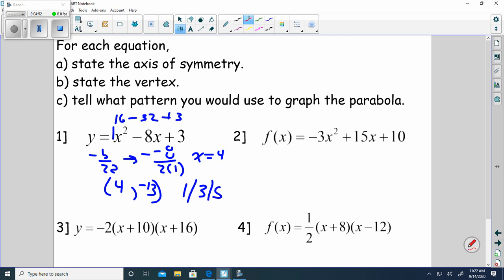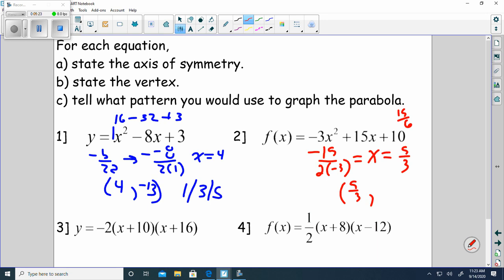My second problem, I'm going to use negative b over 2a. So that's negative 15 over 6, so that's going to be positive 15 over 6. 3 goes into both, so I get 5 over 3. That's my axis of symmetry. Then I'm going to plug 5 over 3 into my problem. I'm going to do that in a calculator.